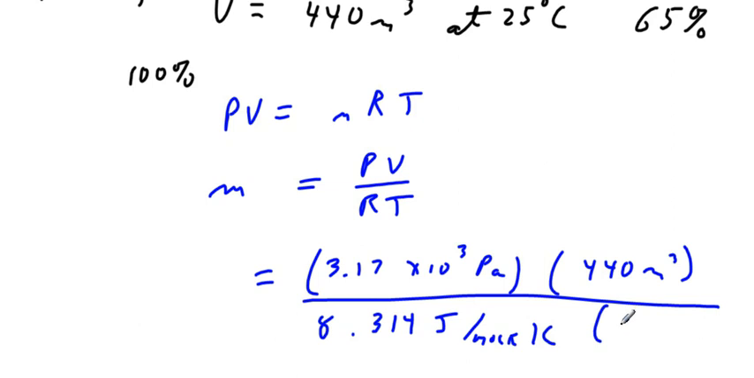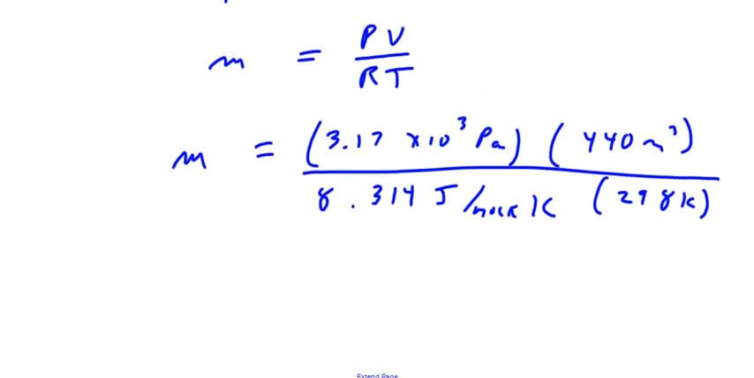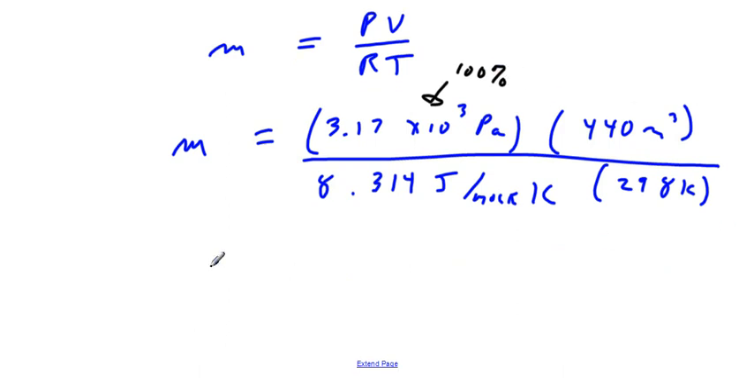So 273 plus 25 would be 298 K. That is going to be the number of moles, and this is the partial pressure of the water, so that would be at 100% if I had 100% saturation in the room. Okay, so I do all that, I put it in my calculator, 563 moles of water.